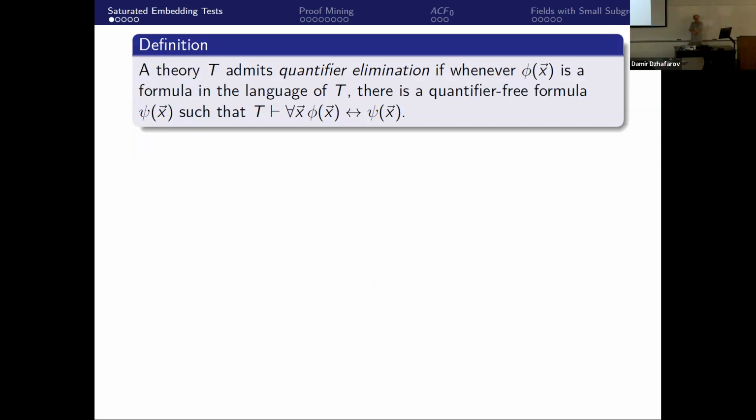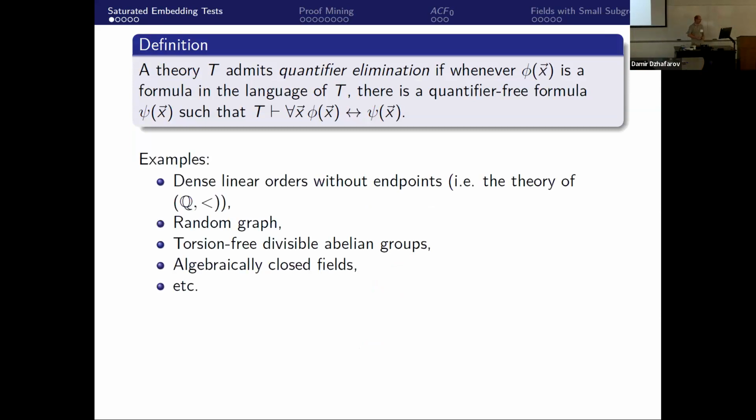A theory admits quantifier elimination if every formula is equivalent to a quantifier-free formula modulo the theory. So classic examples are things like the dense linear order without endpoints. That is, the theory of the rationals as just an order. If you want to know if something is true, if there exists some configuration extending your points, you just need to know about the configuration of the points, which points are less than which other points.